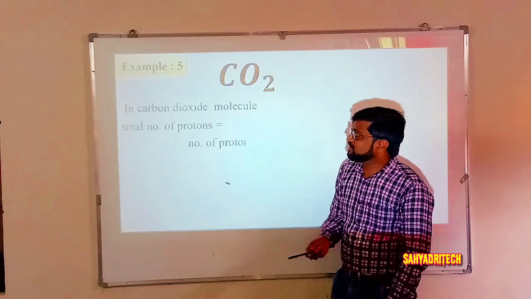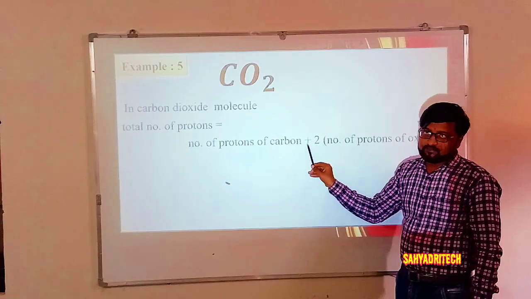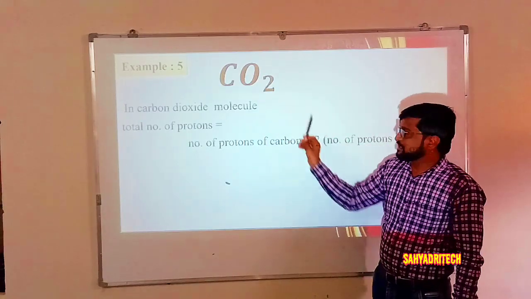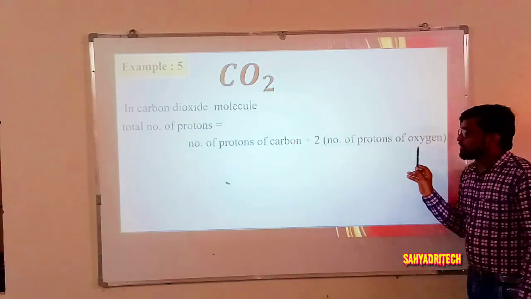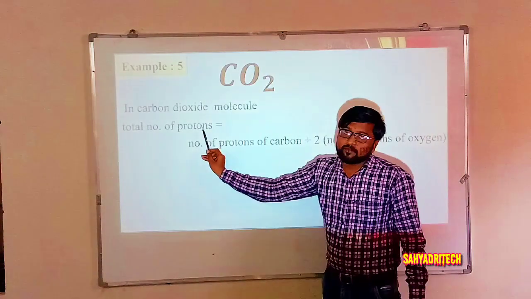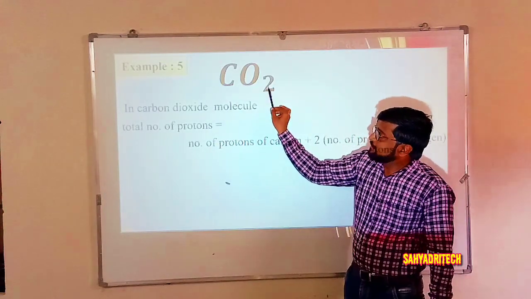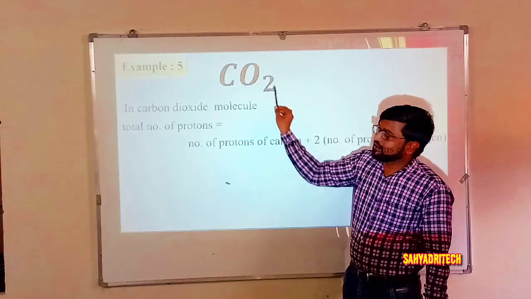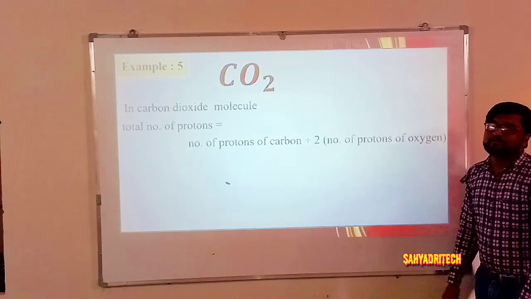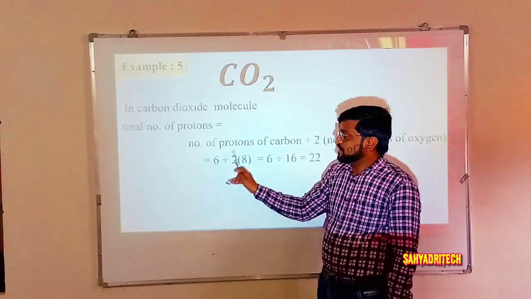Therefore, the total number of protons means the number of protons present in one carbon atom and the number of protons present in two oxygen atoms. So, what is the formula we get? Number of protons of one carbon plus 2 into the number of protons of oxygen. Why is this 2 taken? Since there are 2 oxygen atoms present. Please make it clear. The total number of protons is the number of protons of carbon plus the number of protons present in 2 oxygen atoms. Carbon's atomic number is 6, so 6 is the number of protons.